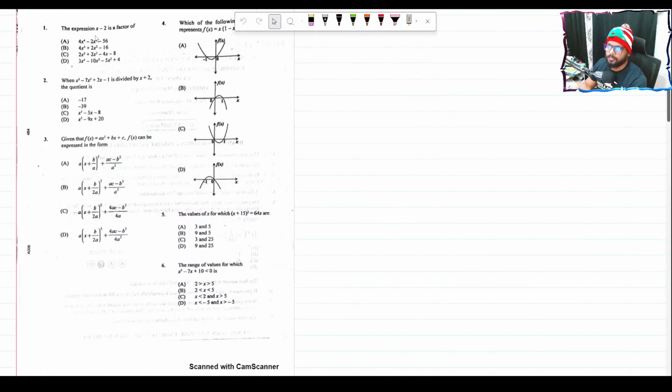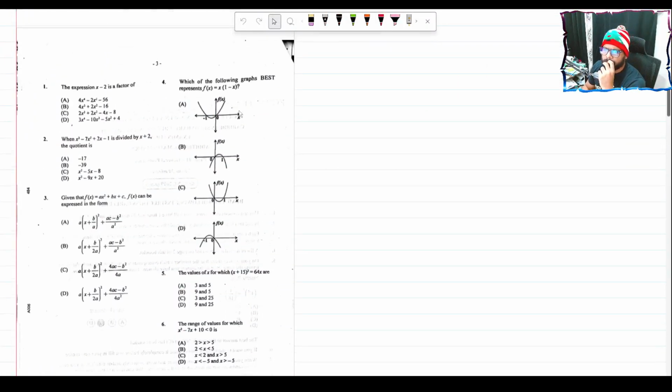2019 Maths, paper 1. The expression x minus 2 is a factor of... Now, let me just pull this up on the side here as well, so I will be able to see this live with all of you. Give me a second.